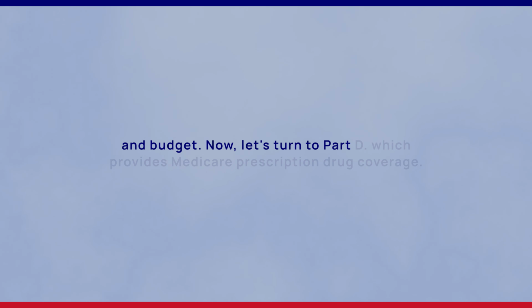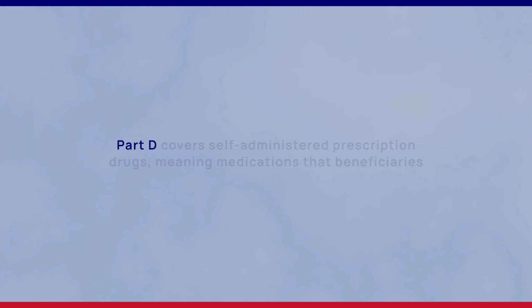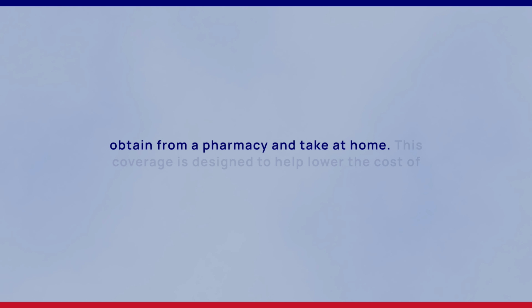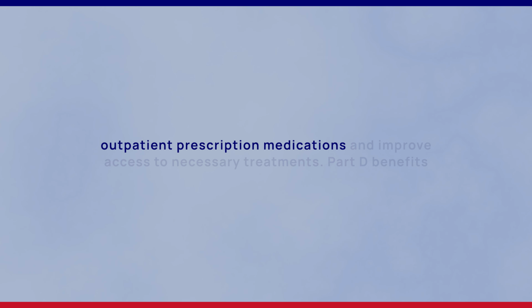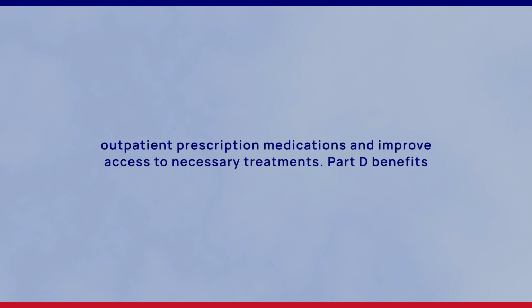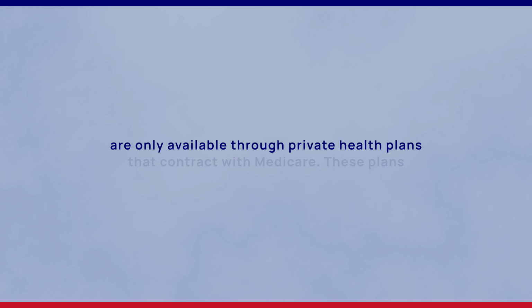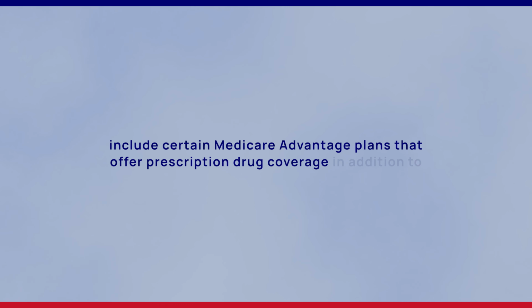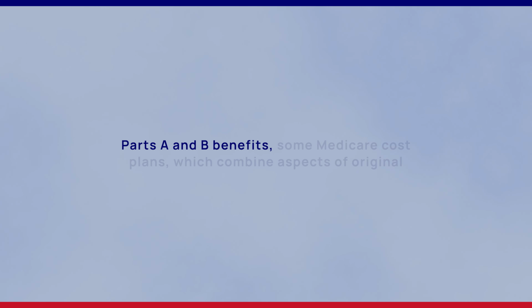Now, let's turn to Part D, which provides Medicare prescription drug coverage. Part D covers self-administered prescription drugs, meaning medications that beneficiaries obtain from a pharmacy and take at home. This coverage is designed to help lower the cost of outpatient prescription medications and improve access to necessary treatments. Part D benefits are only available through private health plans that contract with Medicare. These plans include certain Medicare Advantage plans that offer prescription drug coverage in addition to Parts A and B benefits.